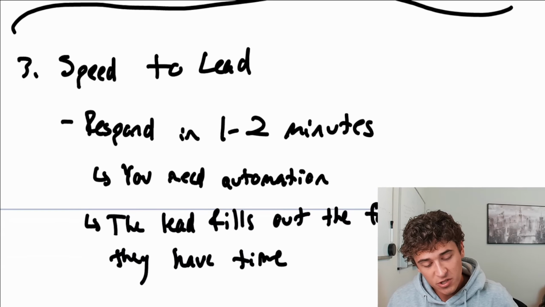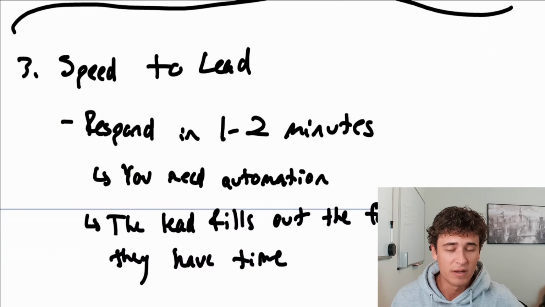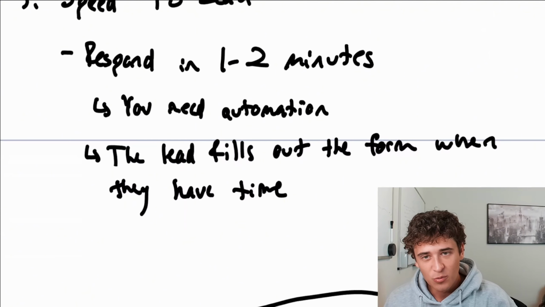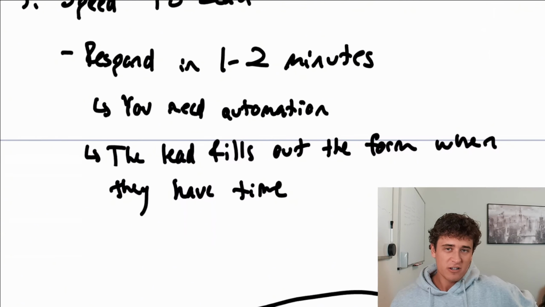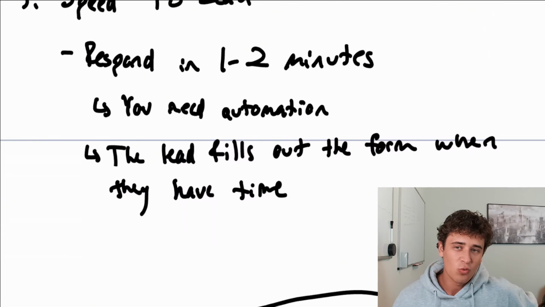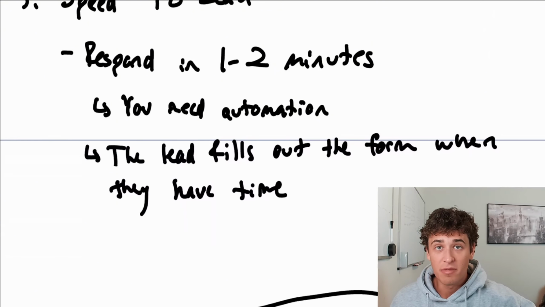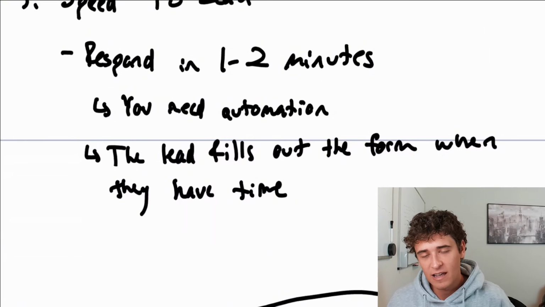You need to be responding within 1 to 2 minutes, and to do this you really need some sort of automation, some sort of CRM, something of that sort. Because when you think about this, when a lead fills out your form, they're doing it when they are free. They're doing it when they're at lunch, they're just relaxing, scrolling, or they're on their couch at home at night. And so you need to meet them there.